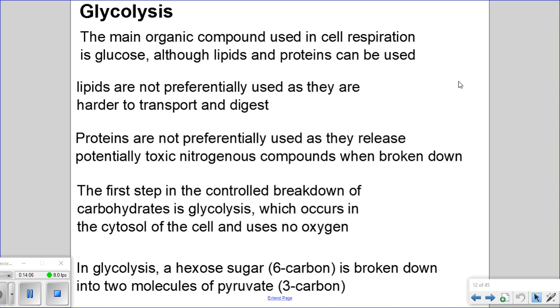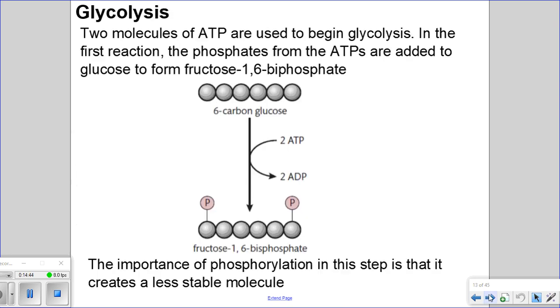So the first step in the controlled breakdown of carbohydrates is glycolysis. This is the first process, which occurs in the cytosol of the cell, and this part uses no oxygen. So this part can happen in the presence of oxygen or in the absence of oxygen. So in glycolysis, you have a hexose sugar, a 6-carbon sugar, which is going to be broken down into 2 molecules of pyruvate, a 3-carbon compound. So basically, you're taking this chain of 6 carbons, and you're going to break it down into 2 3-carbon chains.